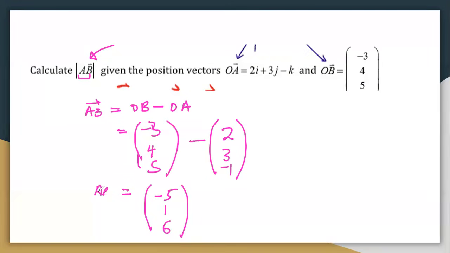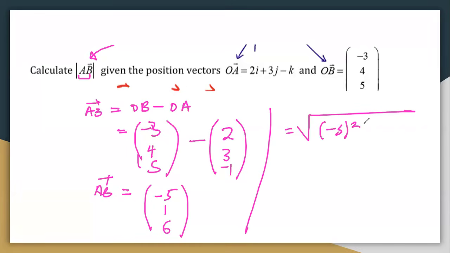Then to find the magnitude, we find the square root of -5 squared plus 1 squared plus 6 squared, which is the square root of 62, which is 7.8740. Okay. Thank you, Gloria.